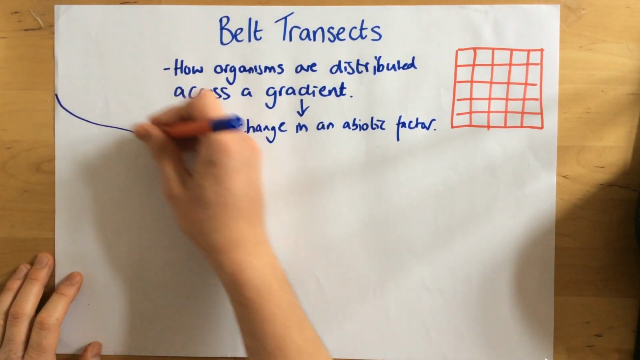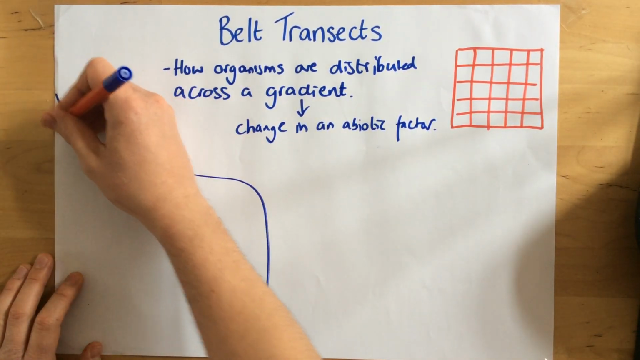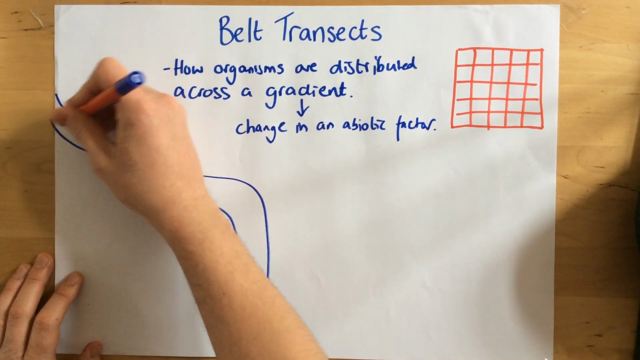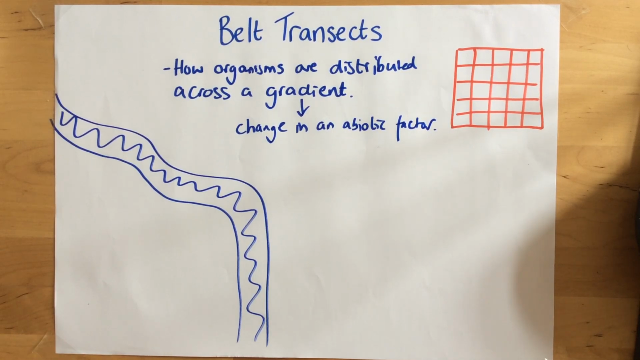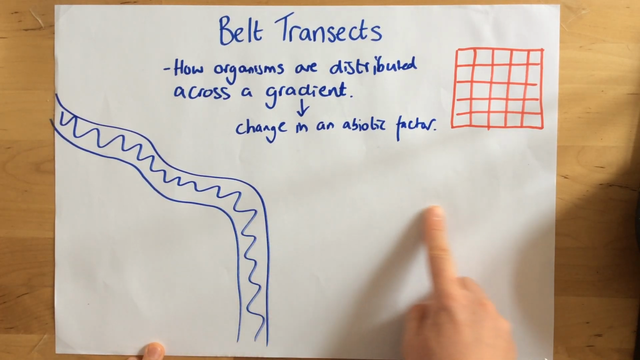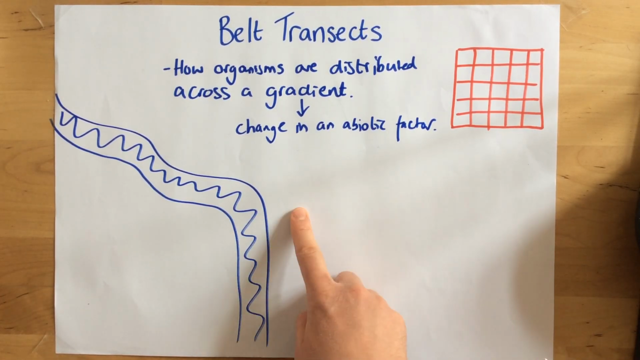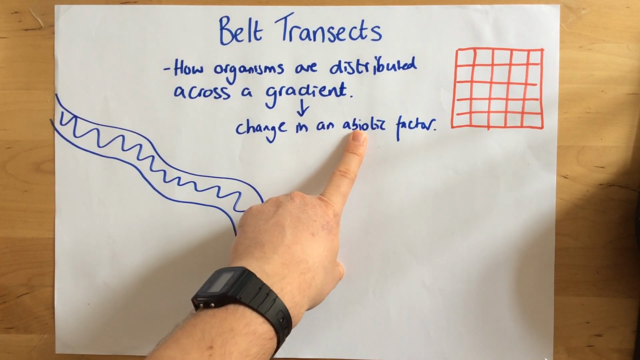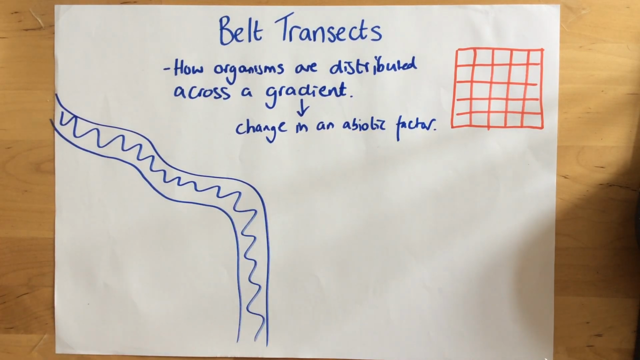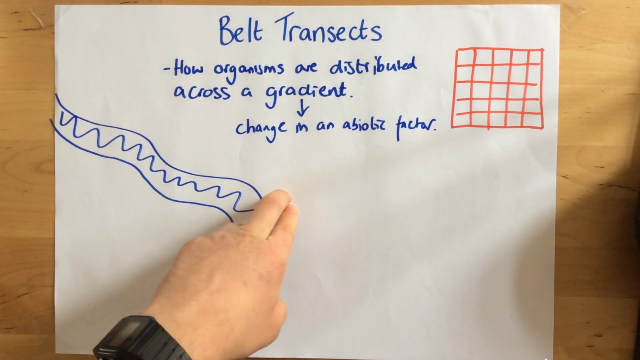So I'm just going to imagine here, I'm just drawing a very simple diagram of a river. So imagine we have this river flowing here. Now what we might want to do is see how, the further we get away from the river, this affects the distribution of organisms? So the abiotic factor in this particular case that we're looking at would be the level of water that we find in the soil.